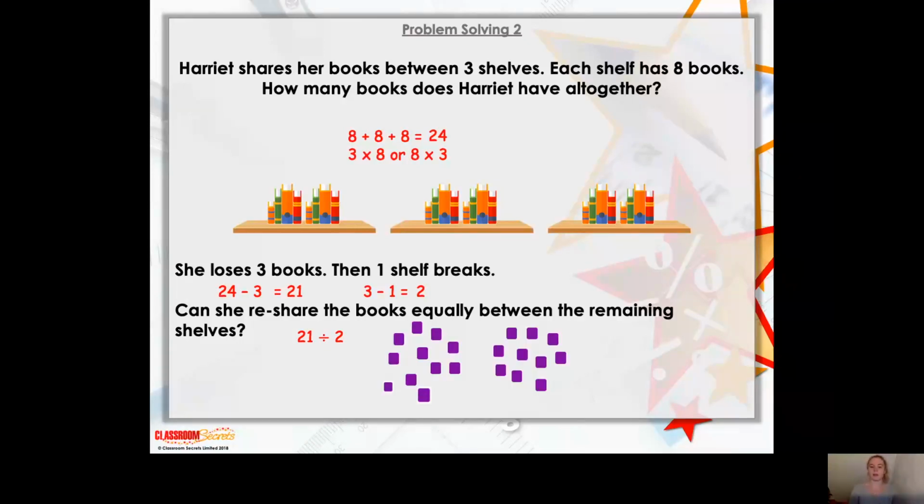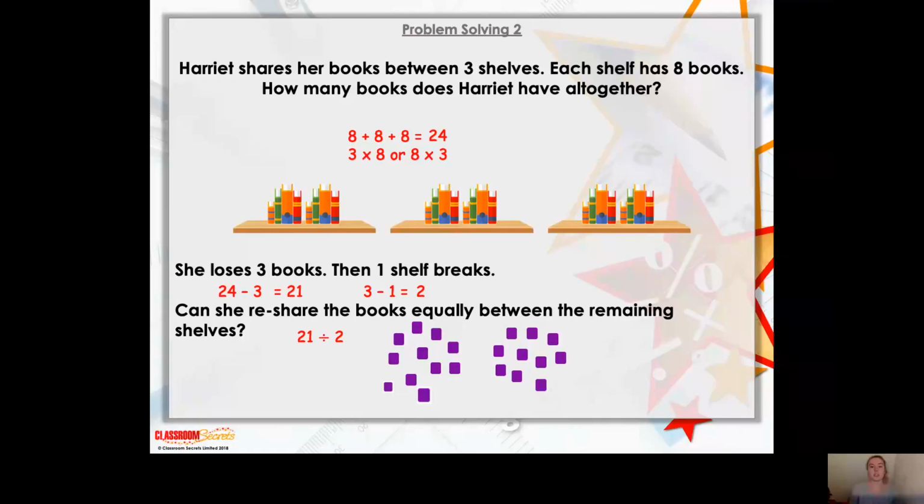I've shared 21 books. Got to use your imagination and pretend one of those squares is a book. I've shared 21 books between 2 shelves. I put them in 2 separate groups. Now, how many are in the first group? How many are on the first shelf? Yes, there are 11 on the first shelf. And how many are on the second shelf? Yes, there are 10 on the second shelf.